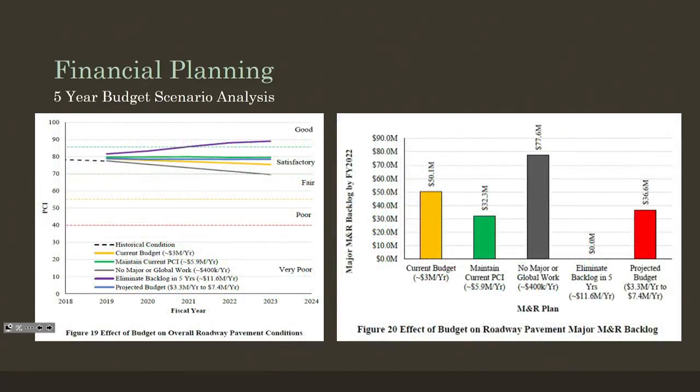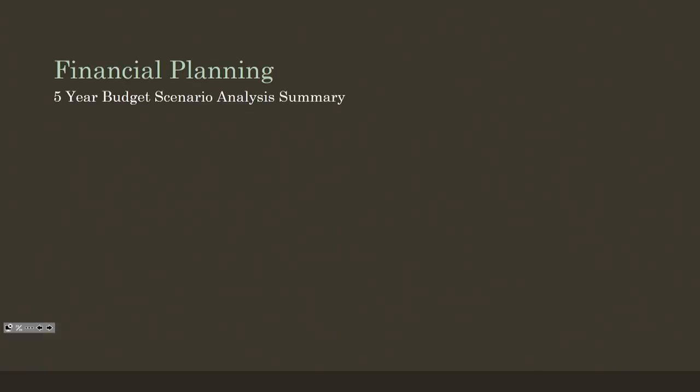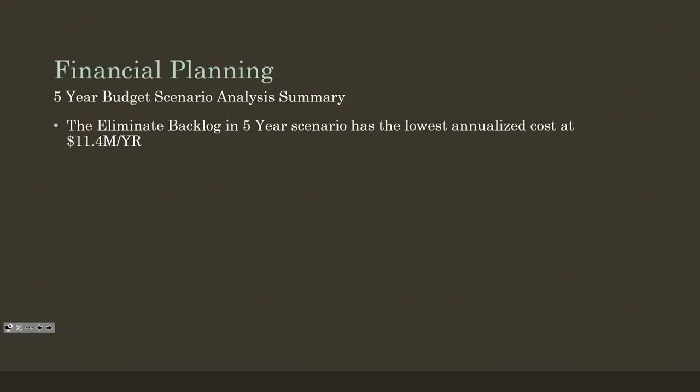The graph on the left shows our budget scenarios and where they would have a resultant PCI value after that 5-year period. Obviously, the eliminate backlog is going to get us our highest resultant PCI. The doing nothing or the no major work is the lowest at just below 70. Graph on the right shows the backlog with the different scenarios and how that results. So in summary, with the financial planning, obviously the eliminating the backlog scenario in 5 years results in the lowest annualized costs.